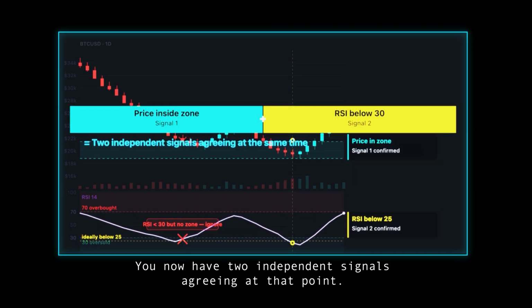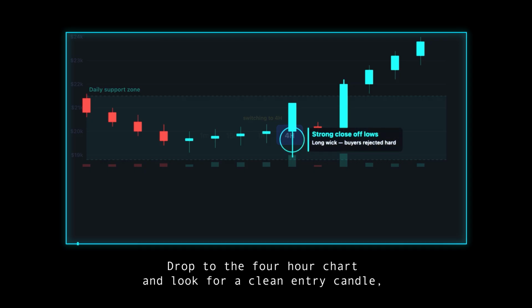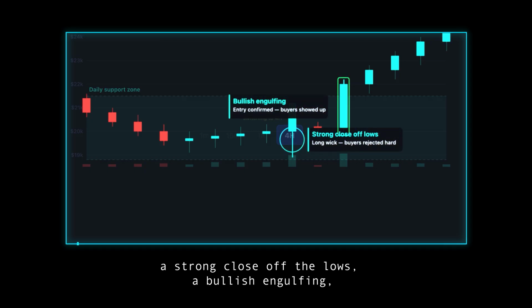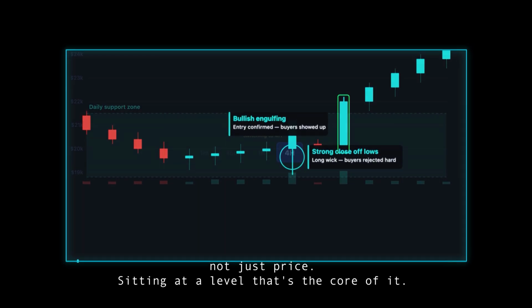At that point, drop to the 4-hour chart and look for a clean entry candle, a strong close off the lows. A bullish engulfing, something that confirms buyers are actually showing up, not just price sitting at a level. That's the core of it.